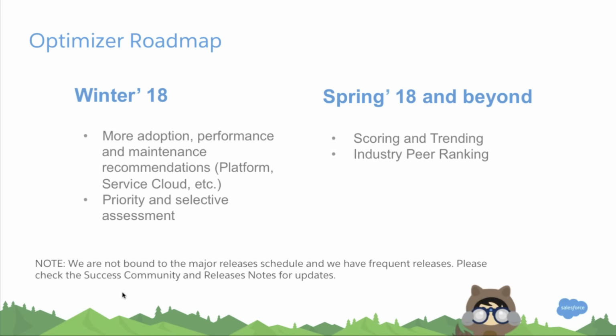One thing to mention, Optimizer is off cycle. You guys are familiar with the three releases a year for Salesforce. We know them. With Optimizer, it's completely different. We usually release monthly.